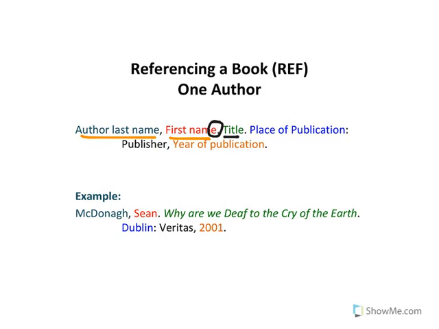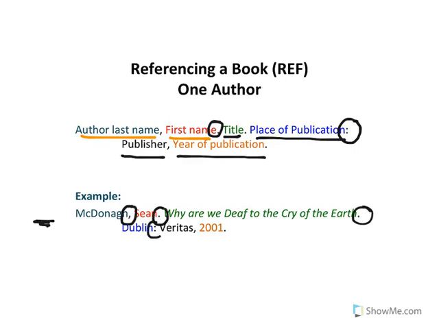Then the title of the book, full stop, place of publication, colon, publisher, and the year of publication. You'll find all of this information in the opening page of the text that you're citing. Okay, and here is an example that you can see. Please note that you must put the commas, the full stops, the colon and the commas where they are shown in this example.